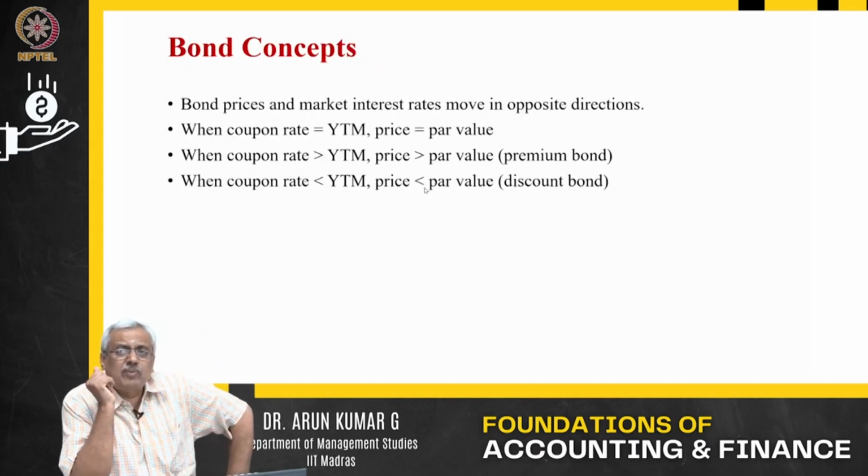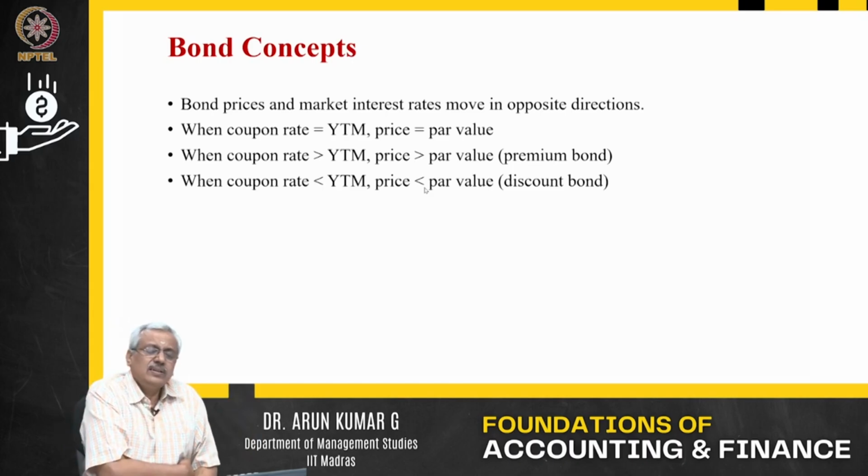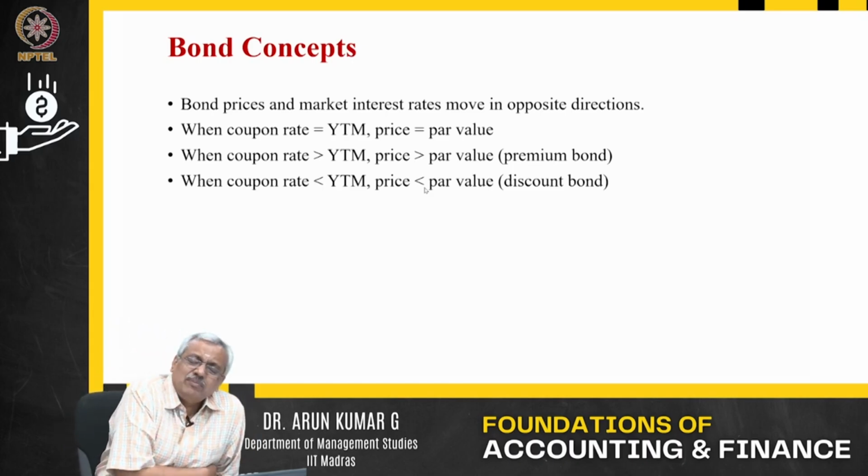In terms of bond concepts, bond prices and market interest rates move in opposite directions. When coupon rate is equal to yield to maturity, what is expected, the bond will sell at par. When coupon rate is more than the yield to maturity, then the bond will sell at a premium, as you saw. If coupon rate is less than yield to maturity, the bond will sell at a discount out there.